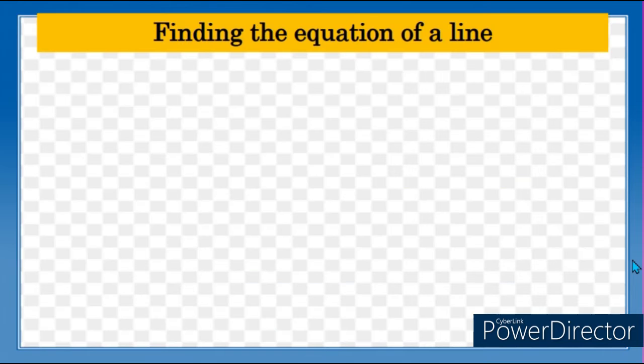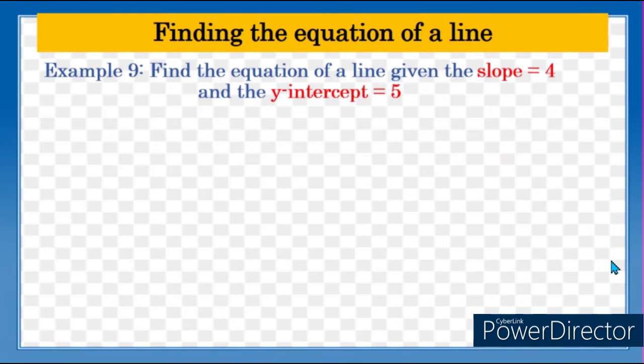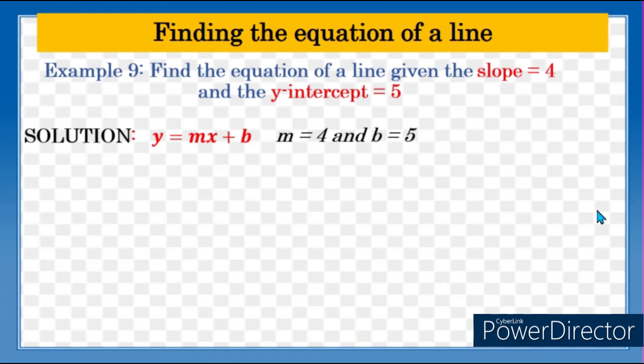So, okay, so now let's try to answer this one. Let us find the equation of a line given the slope is equal to 4 and the y-intercept is equal to positive 5. So, yung gagamitin po natin ay y is equal to mx plus b. Since the slope here is equal to 4 and the y-intercept or the b here is equal to 5. Okay, so we have y is equal to, substitute lang po natin yung value ng slope and the value of b. So we have 4x plus 5.